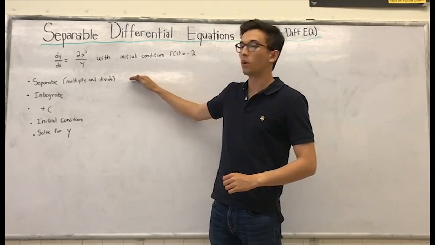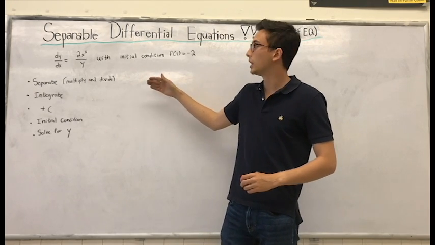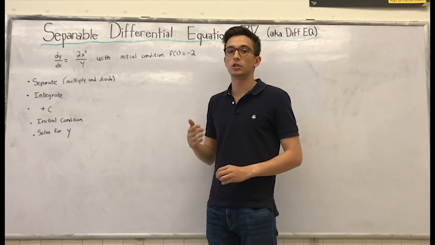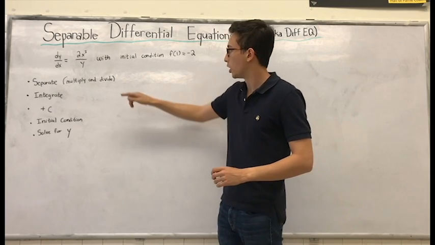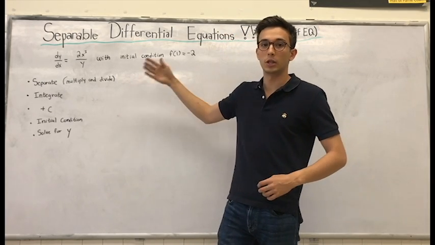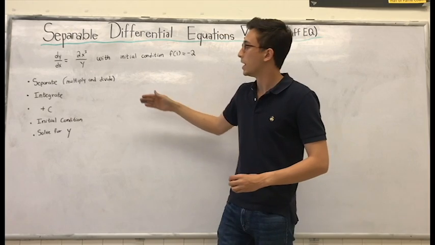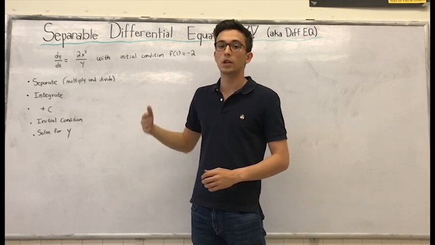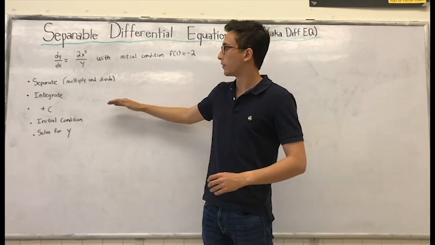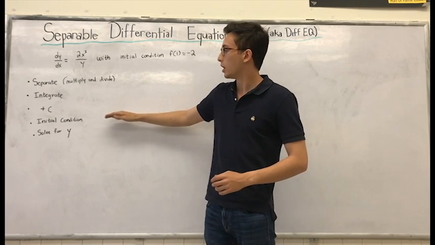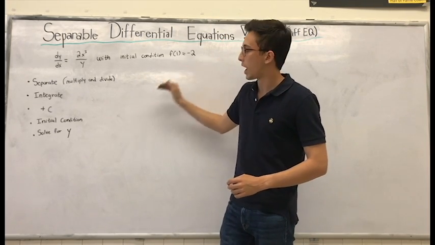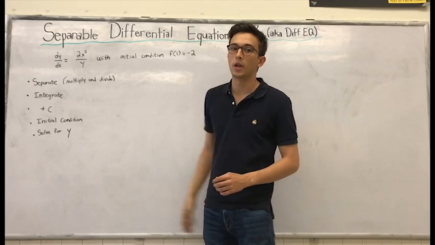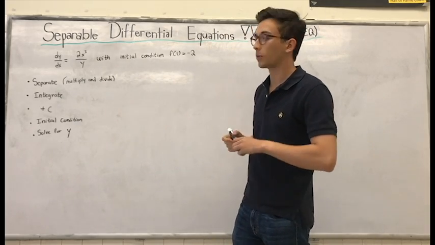The first thing you're going to want to do is to separate your variables. One key thing to note about this is that addition and subtraction are not allowed when separating variables. Only multiplication and division, as we'll see in the problem, are going to be allowed to separate. The second step is to integrate both sides of the equation. Then we have to add some arbitrary constant c, solve for c using the initial condition, and then ultimately solve for our y equation.